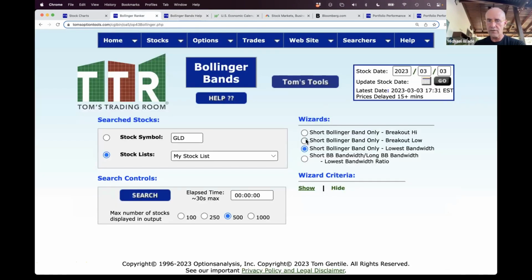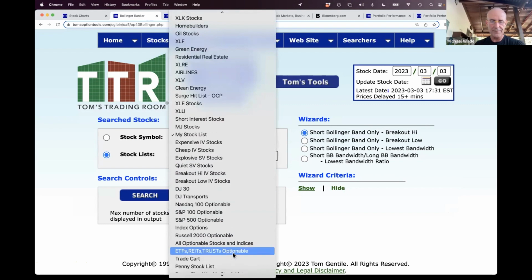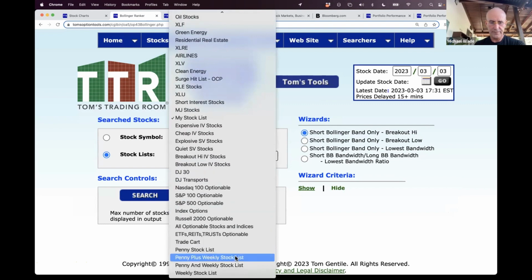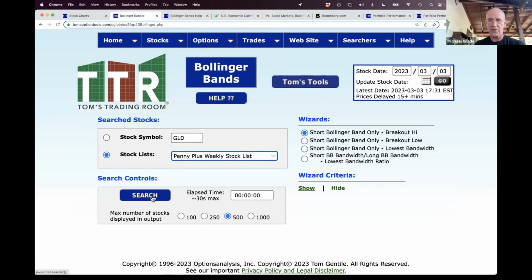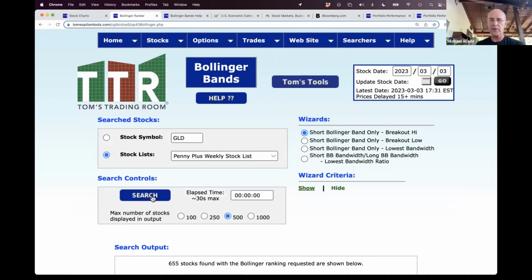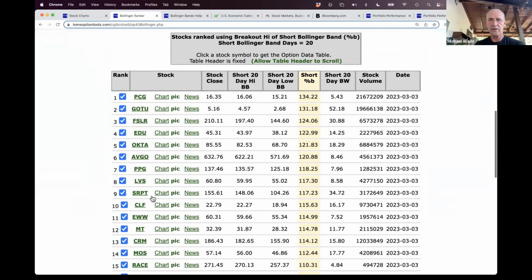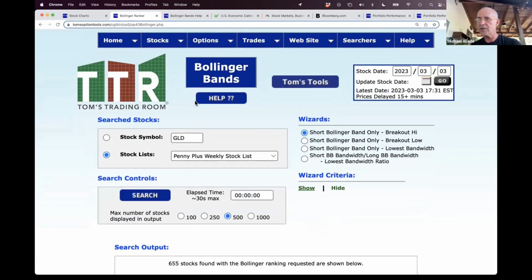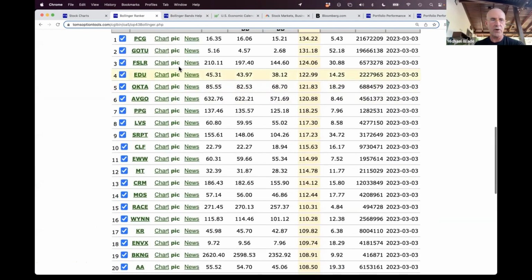I'm going to look for Bollinger Band breakout high. I'm going to take my list to penny plus weekly and hit search. We can take a look at some of these. All right, so here's one. I'm making sure I got my date correct. I do. It's March. That's the last date, March the 3rd.